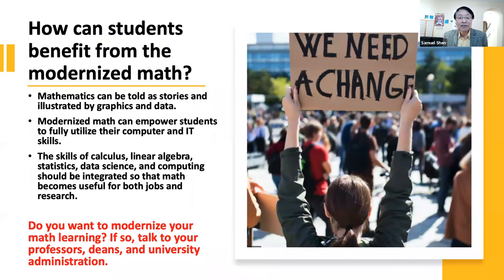Calculus, linear algebra, statistics, data science, and computing should be integrated together as a single course that is useful for jobs and research. So we need to hear the voices from students and their employers. Students deserve better. So we have some advice to students. You need to let your voices be heard by professors, department chairs, deans, and even university presidents.